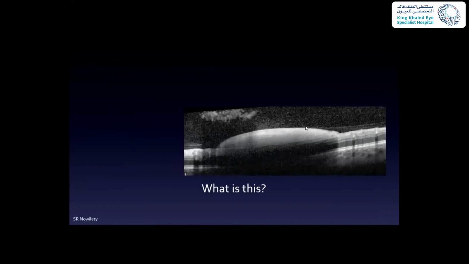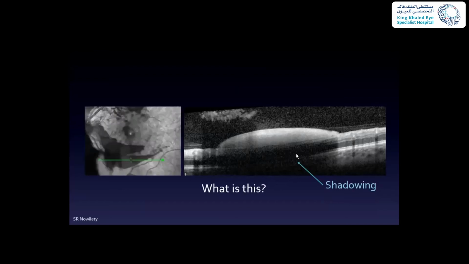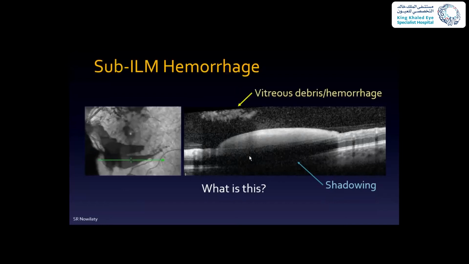Basically a hyperreflective area, subhyaloid, or maybe a sub-ILM hemorrhage rather, which is basically blood trapped between the retina and the ILM, and it shadows posteriorly. You can see it probably is associated with some blood in the vitreous as well, and it causes a lot of shadowing. Here it is. This is a diabetic patient. This line was taken about here, and this is a sub-ILM hemorrhage right there, okay? So this is very clear.